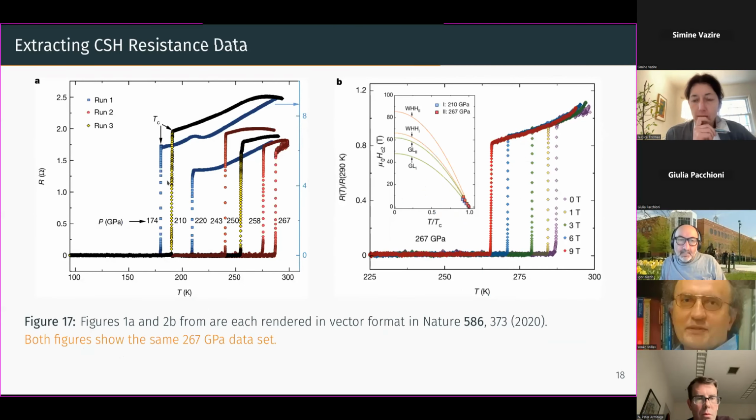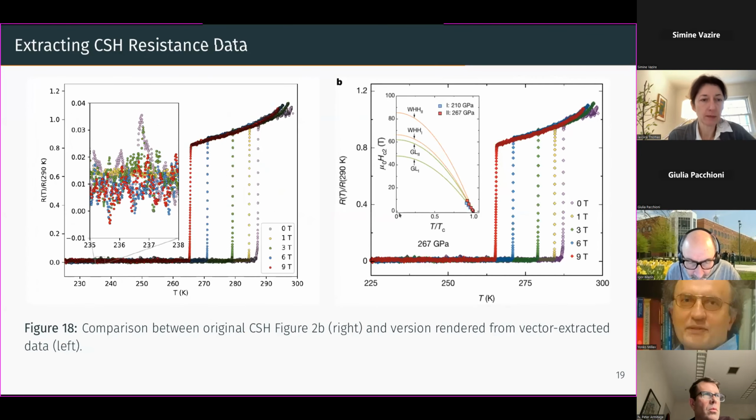Okay, so here again are the data from the CSH paper. It just so happens that both plots show the same data set from 267 GPa. So here we can extract from both plots and see how they compare, to assess the fidelity of the extraction.